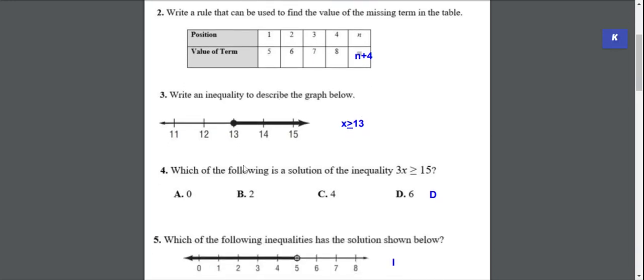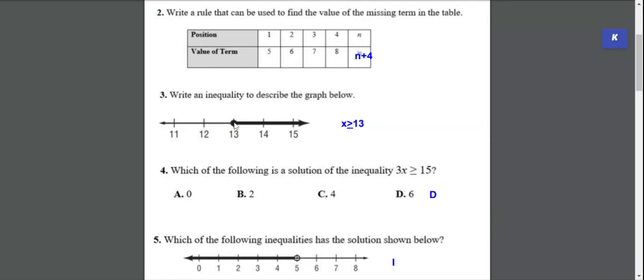Okay, write an inequality. So we know we need a letter. I pick X just because that's what I've done for so many years. Wherever the dot is, that's the number that goes in your inequality. This is a solid dot, so I'm going to have the line. The last thing that I would do is probably figure out which symbol is going to go here. I can do the X, I can do the 13, I can do the equals or not equals real quick.